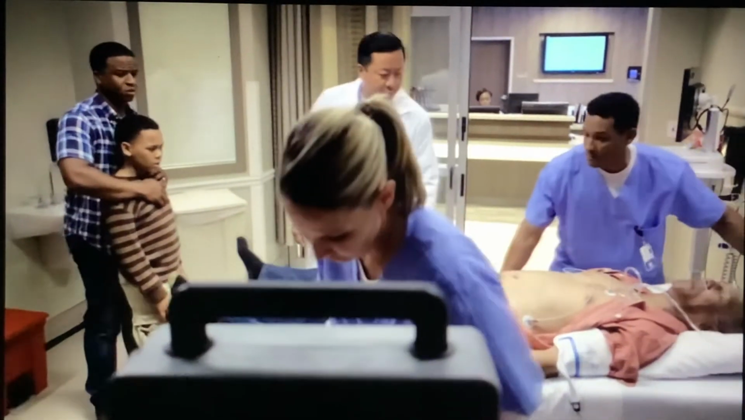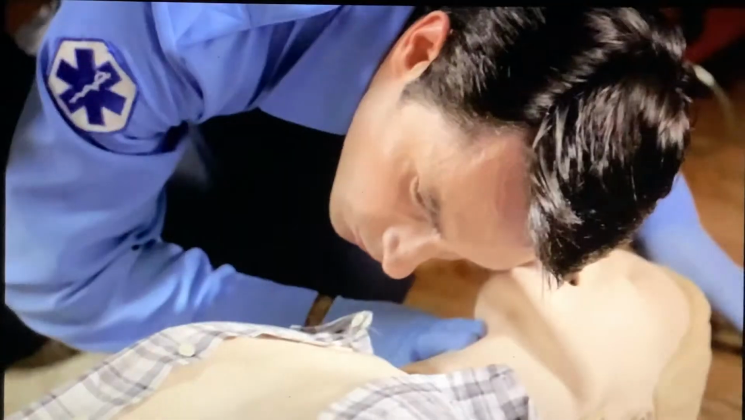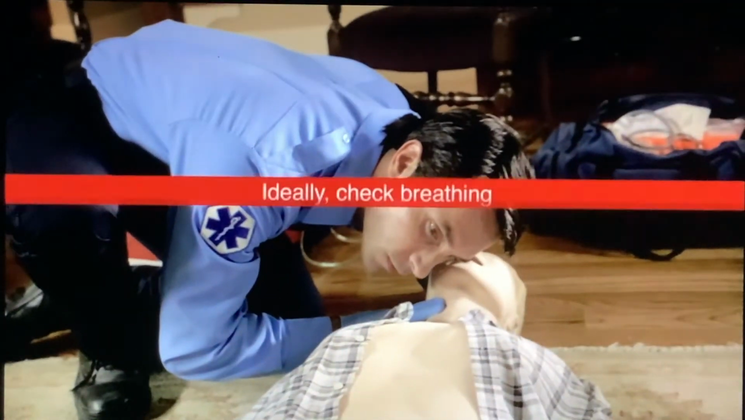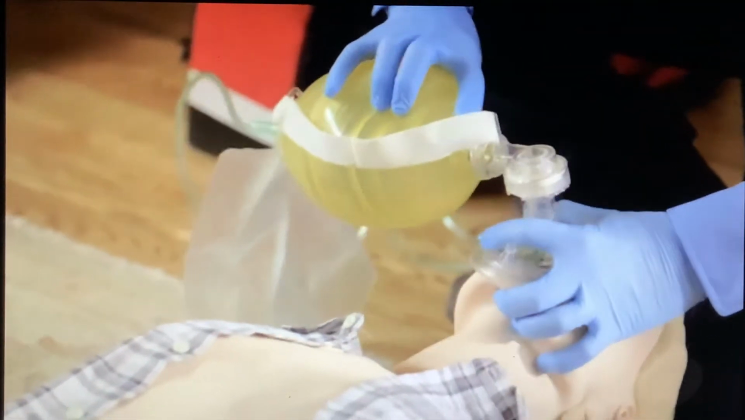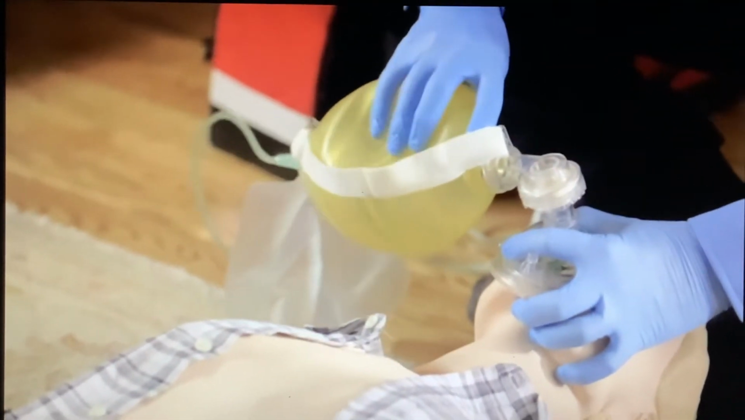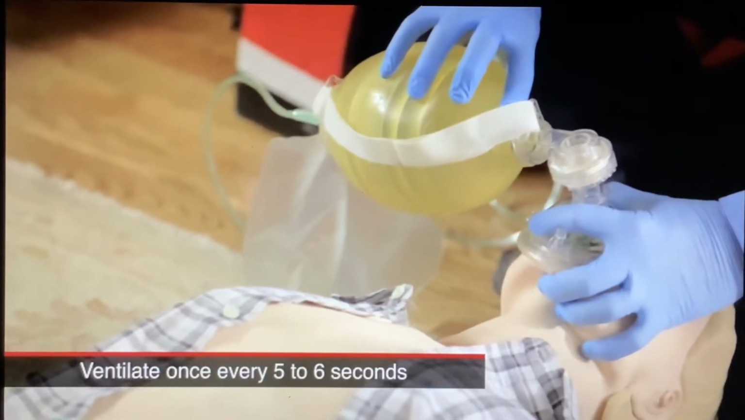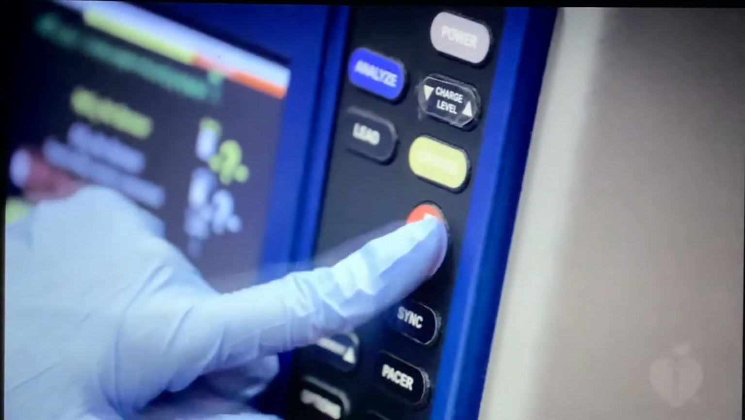Mark, start chest compressions. Next, check breathing. Scan the chest to detect if breathing is absent or abnormal. Check for a pulse. Ideally, you should check breathing and pulse simultaneously. If you can't feel a pulse within 10 seconds, start high-quality CPR, beginning with compressions. If you determine the patient is not breathing normally but has a pulse, bypass chest compressions and support the patient by ventilating once every 5 to 6 seconds. As soon as possible, attach an AED or defibrillator and, if indicated, deliver a shock.